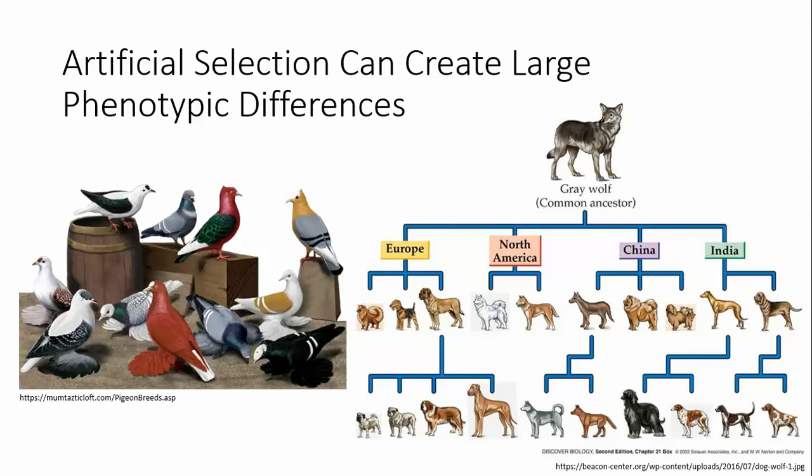Then there's what happened with the gray wolf. The gray wolf was the ancestor of all domesticated dogs. As people selected for specific traits, that modified the appearance of these dogs. Here you see different breeds as developed in different parts of the world. And these different breeds were bred for different things.